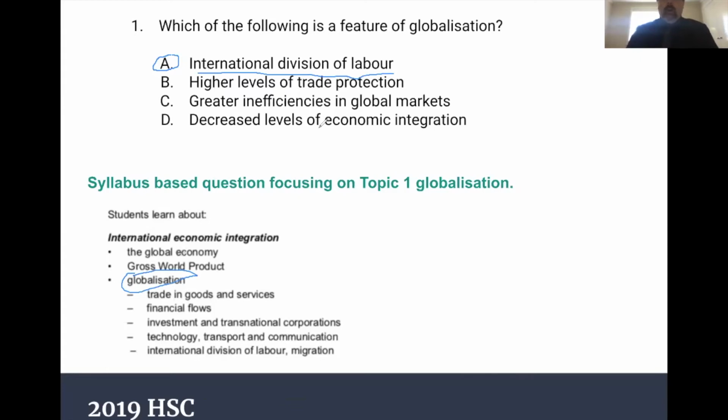Now, I said before about knocking out answers that you wouldn't think are right. Your understanding of globalization is things like breaking down barriers and greater contact between nations and that economic integration. So when you look at something like decreased levels of economic integration, we know that typically that answer would be wrong because it's the opposite. Some of the answers you see will be the opposite of what that key term is.